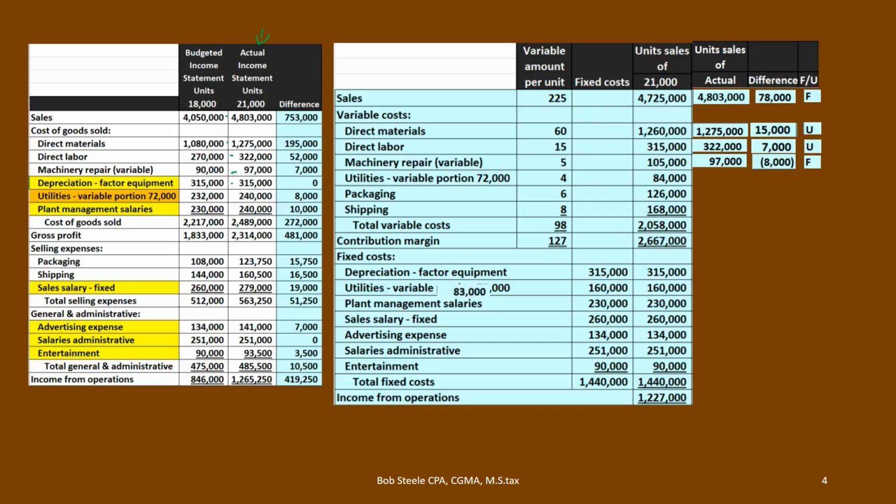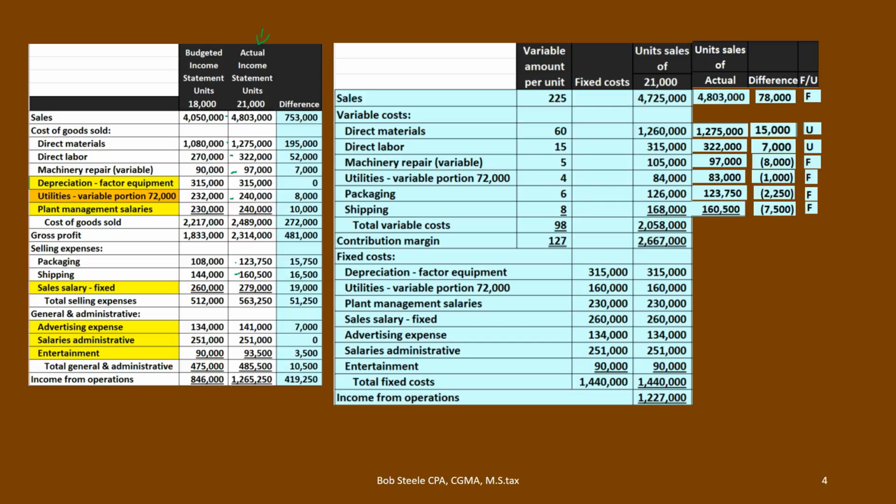We've got the 83,000 in terms of the utilities. Notice we're skipping down to the utilities. We're taking the variable portion and we're giving the 83,000 as the variable portion on the actual here as part of the problem. That's a favorable difference. The packaging here, where's that? Packaging, 123, that's a variable cost compared to what happened. We got a favorable difference here. And then we've got the shipping here compared to what actually happened, and that's the favorable difference.